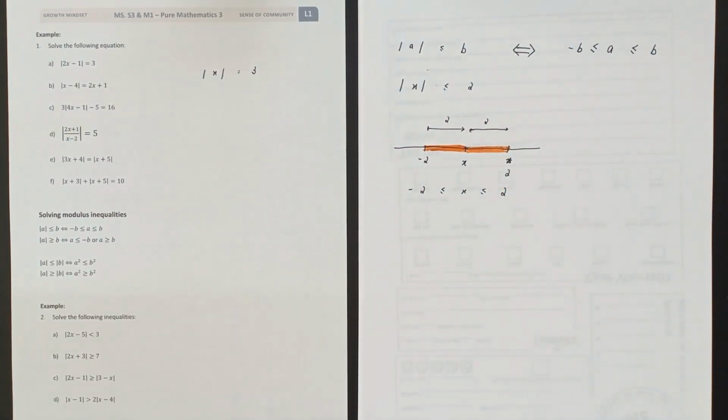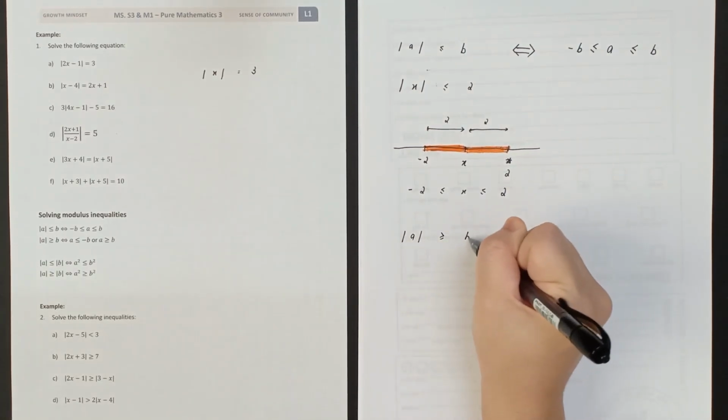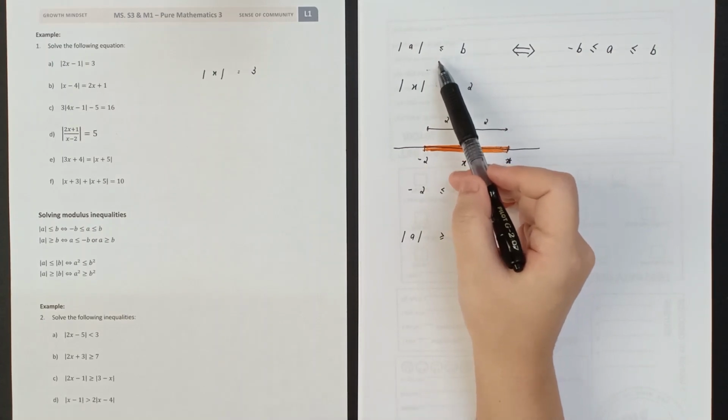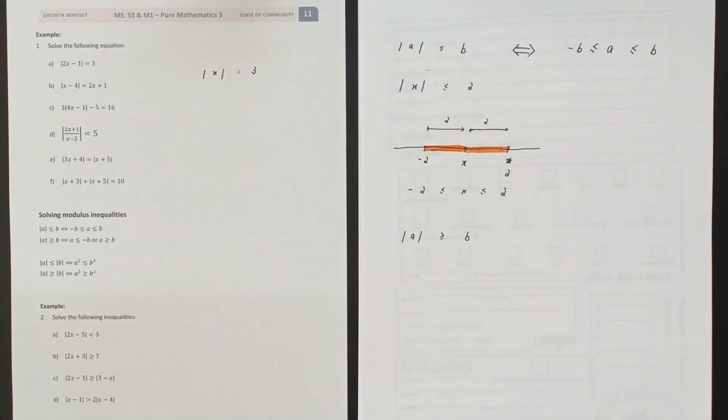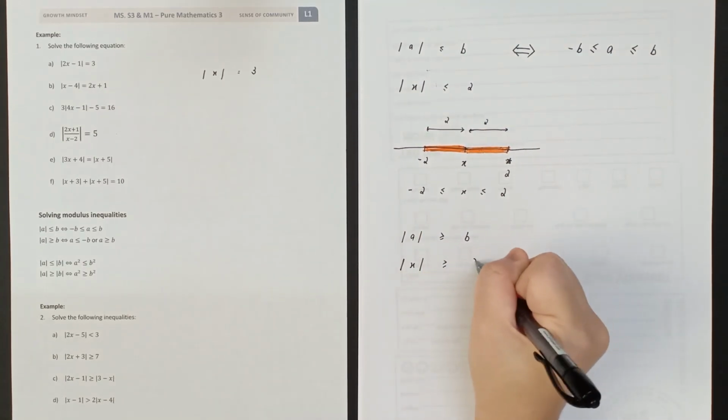Okay, now how about greater than? Modulus a greater than b is the same thing without the equal sign, so I wouldn't want to write it again. Okay, it means the same thing. Okay, so let's say I try to do it like x greater than 2.